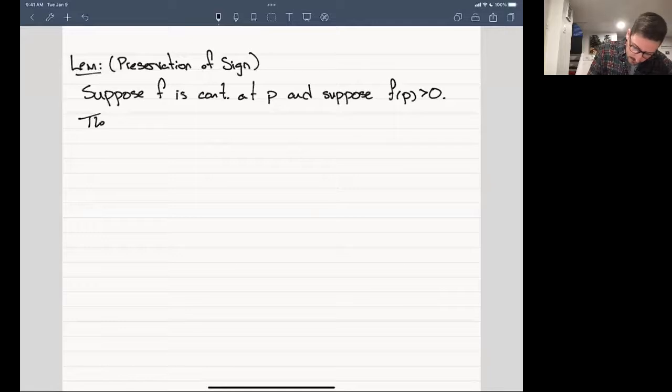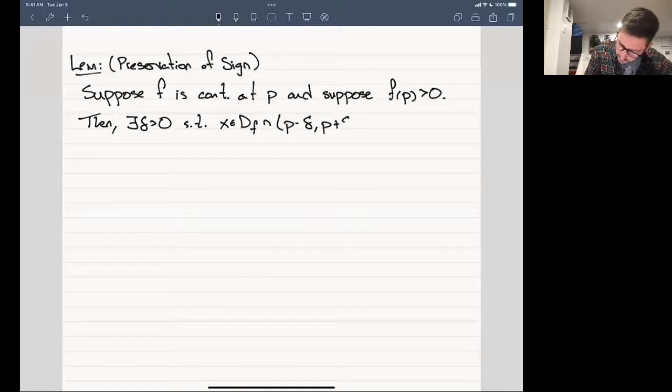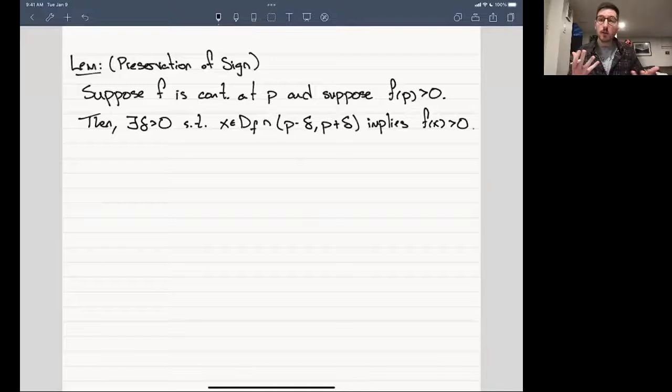Well, then there exists a delta such that if you take x in the domain of f and near P, so in this delta neighborhood of P, that's what the interval P minus delta to P plus delta means, well, this implies that f of x is also positive. Okay, so it says if you look close to the point P and f of P is positive, then you're also going to be positive.